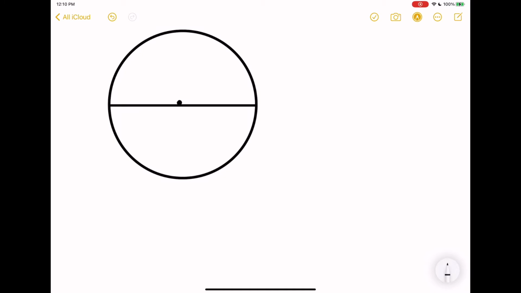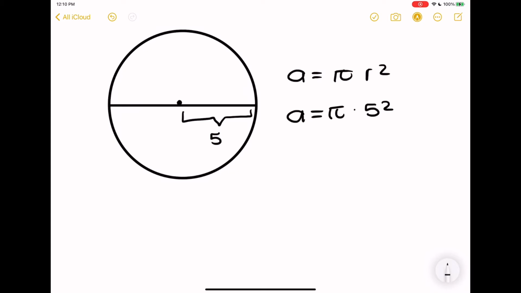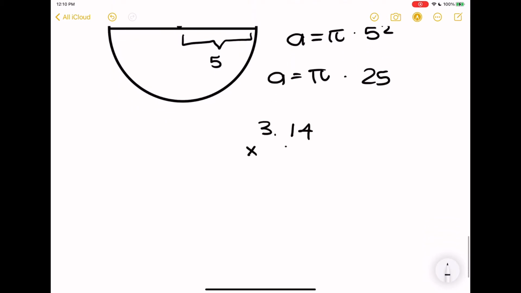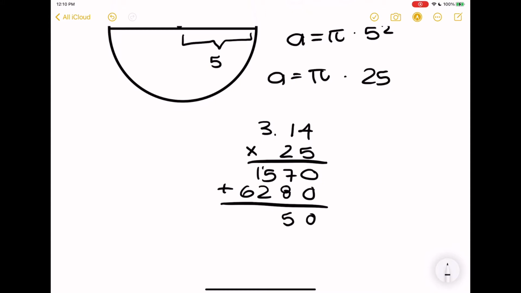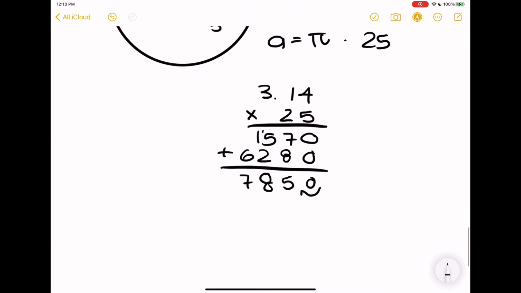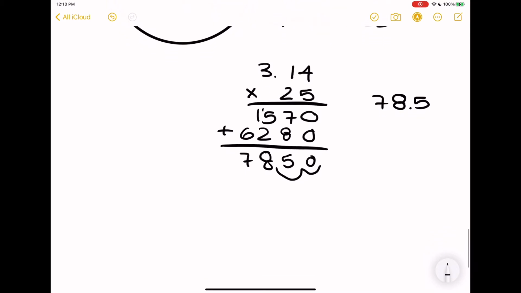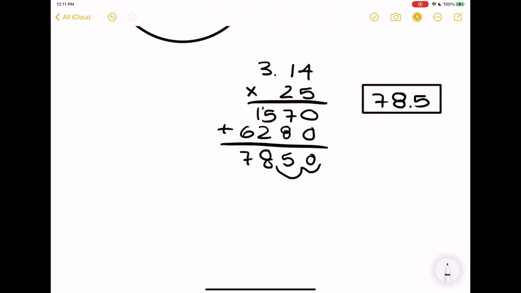Now let's say here they're asking us to use the decimal 3.14. So I'll put 5, our radius. A is equal to pi r squared, pi times 5 squared, and that's 25 times 3.14. Then we can do the math just like this. Because there are decimal points, I'll have to move the final answer's decimal point 2 times. So we'll get 78.5 as our area.